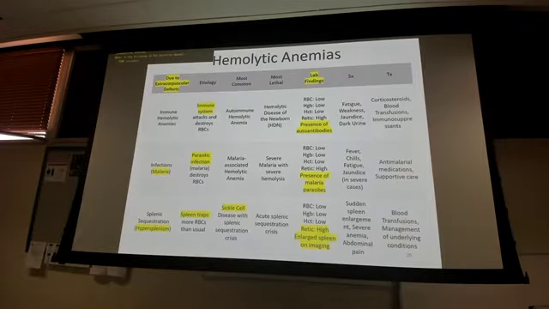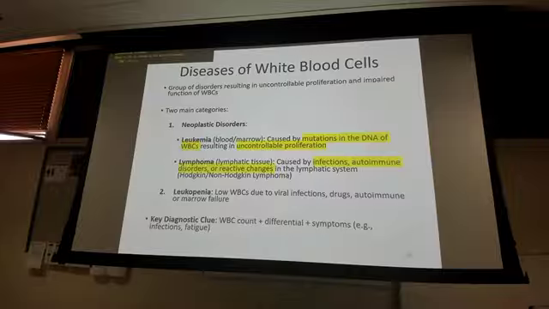All right, so diseases of white blood cells, we have two main categories, leukemia and lymphoma. So leukemias, we're dealing with those from the blood and the marrow. Lymphomas, we're concentrating more on that lymphatic tissue. Okay. And some things you will look at are the white blood cell count, differentials, and symptoms.